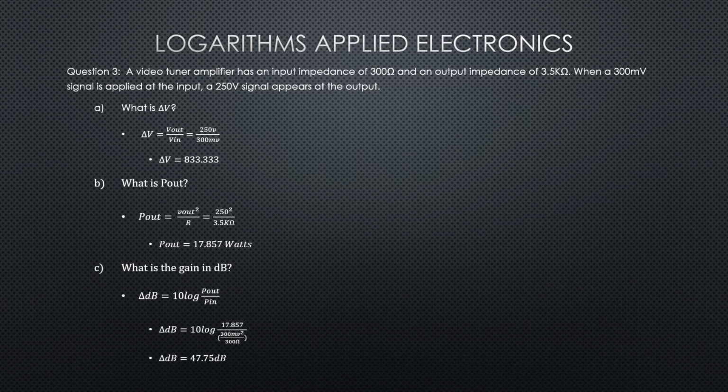So voltage gain is V out over V in. It's the ratio. And we can put 250 volts divided by 300 millivolts. That gives us a voltage gain of 833.333.